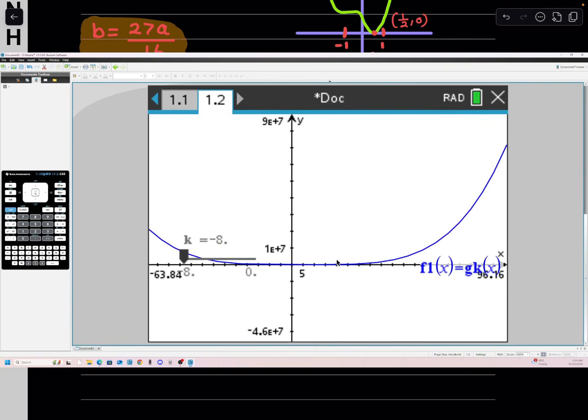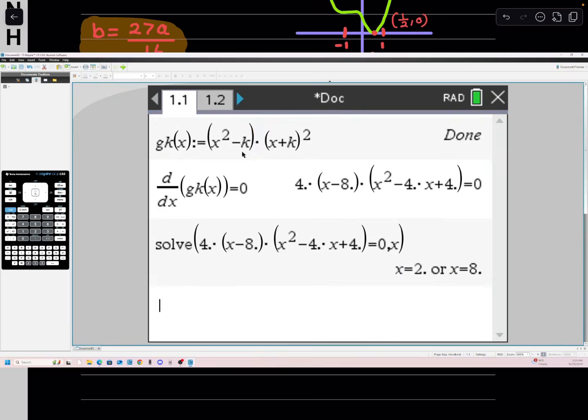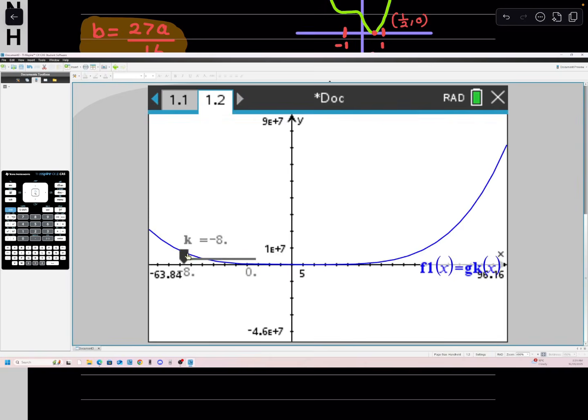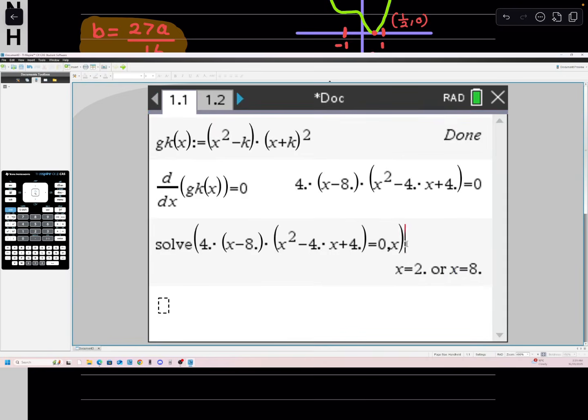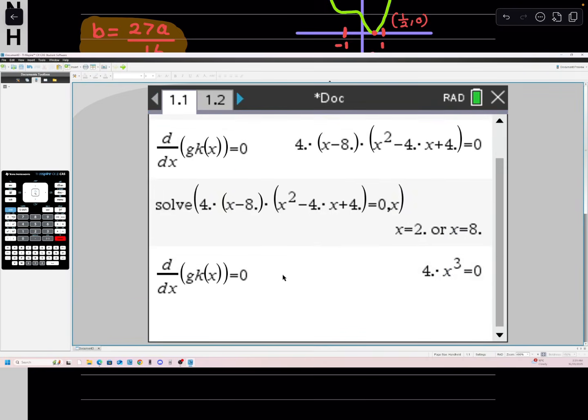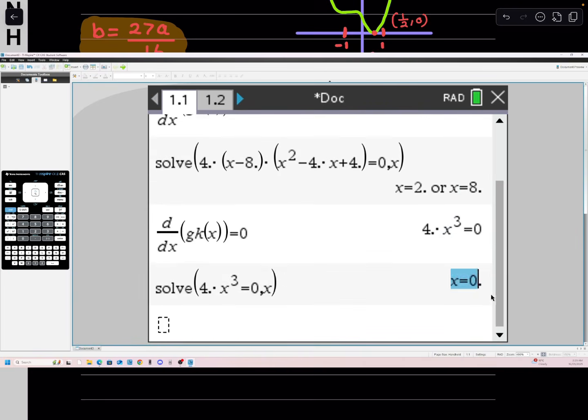I don't know why this graph is really rubbish, but k equals -8, just by deriving it and subbing k equals -8, it doesn't work. It actually gives you 2 stationary points. What about 0? Going back to 0, redoing this whole thing, solve for x. You see, just 1 stationary point.